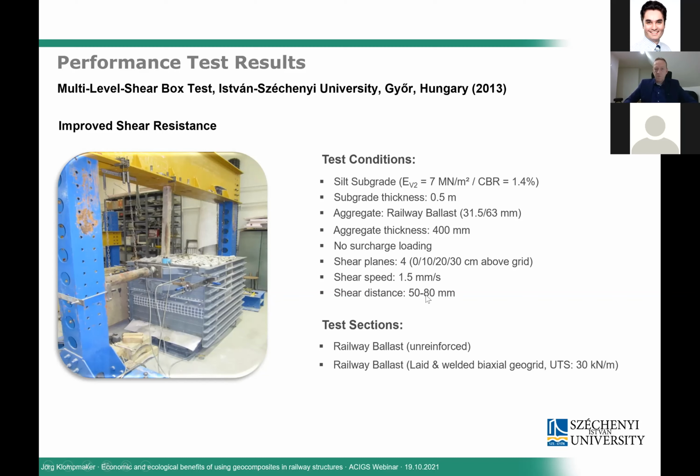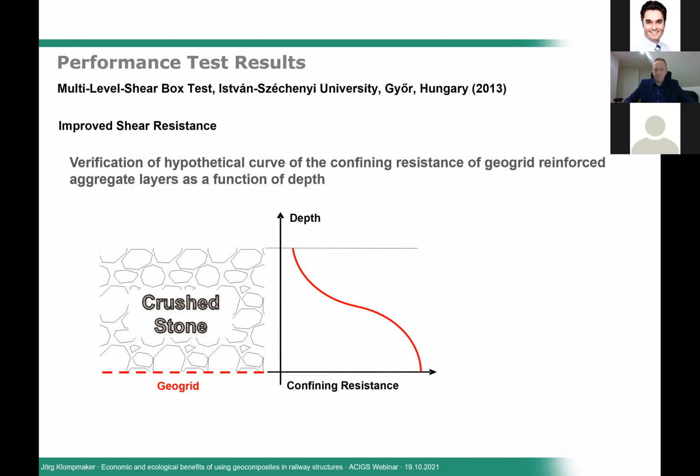A shear speed of 1.5 millimeters per second was used, and a shear distance of in total up to 80 millimeters. Different test sections were used, one without any geosynthetic at all, and the second one with a laid and welded geogrid, a biaxial one with 30 kilonewton biaxial strength. What did we want to analyze or show in this test? We know from literature that the confining effect, which is a result of the interlocking of the aggregate particles with a geogrid, is the highest at the direct interface between geogrid and the aggregate material.